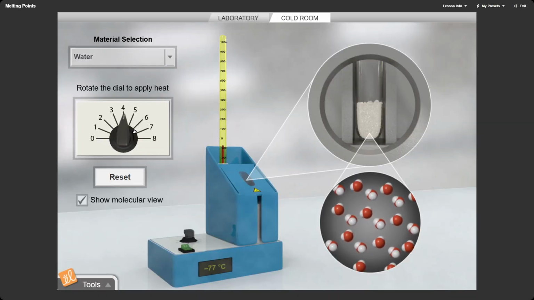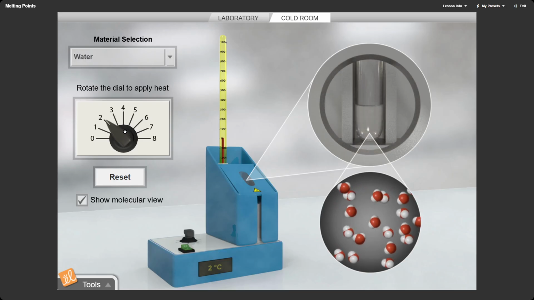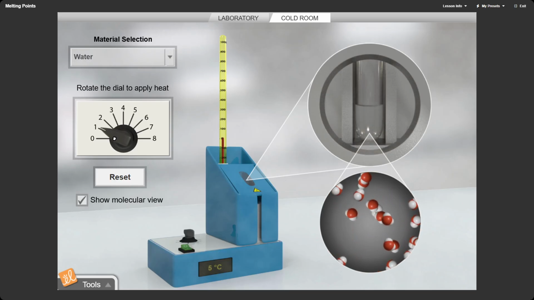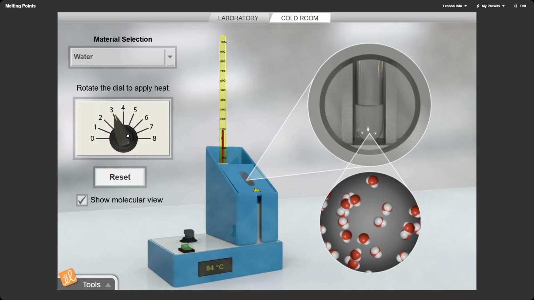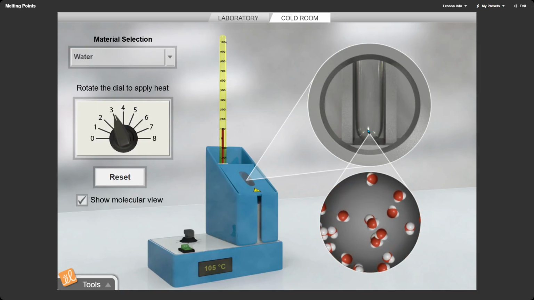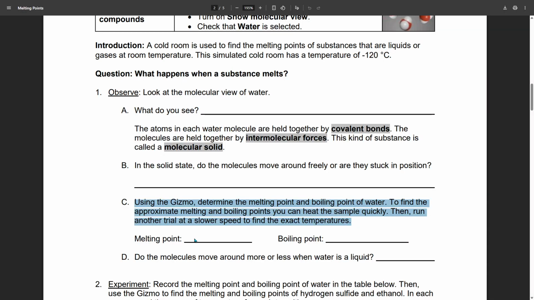We want to get to around 0 degrees. So when we get to 0 degrees, you'll notice that it changes. You can also stop and slow down the video. And then when we get to around 100 degrees, you'll notice that the water will disappear. That's when it's a gas. So in this one, you'll write 0 degrees is the melting point and 100 degrees Celsius is the boiling point.